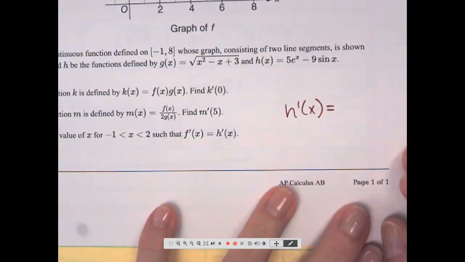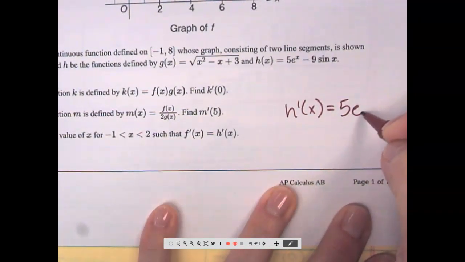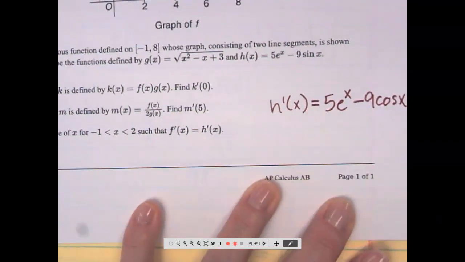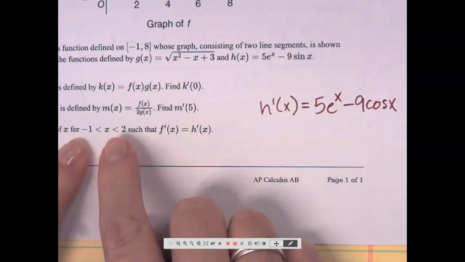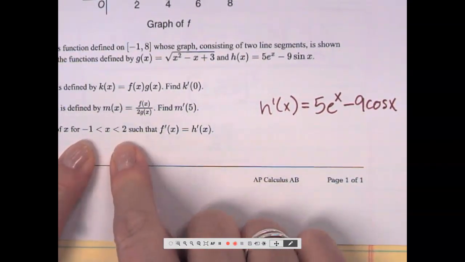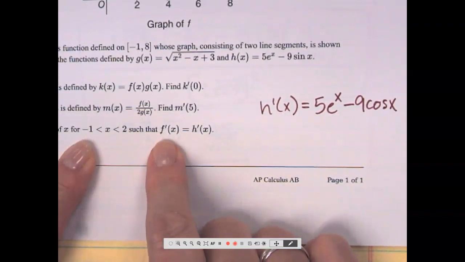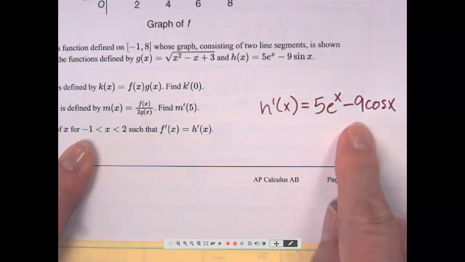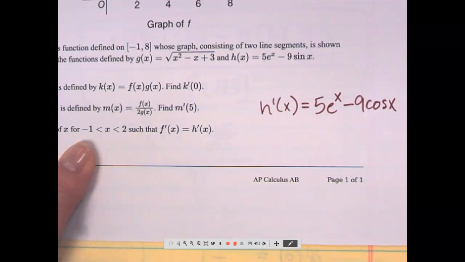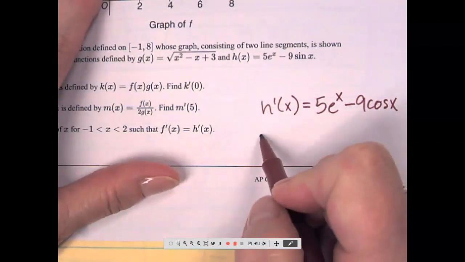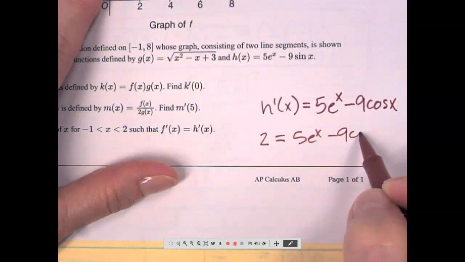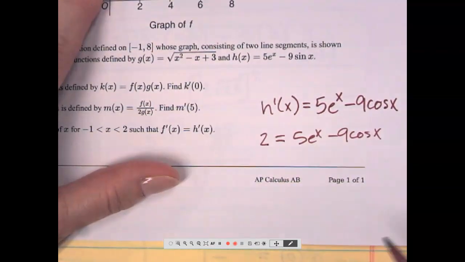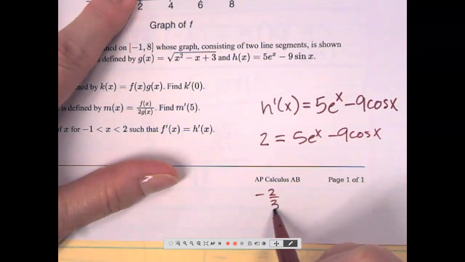What would it be? 5bx minus 9 cos of x. Okay, so that's h prime. This is asking me, between the values of negative 1 and 2, where is the derivative of f equal to this? Okay, well, the derivative of f is either 2 or negative 2/3.